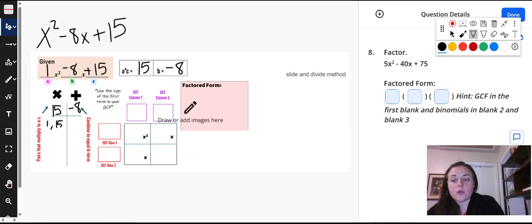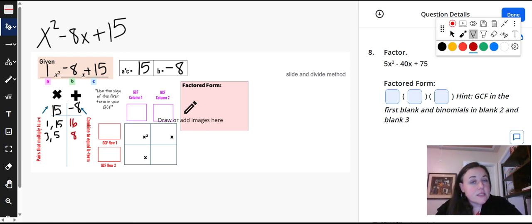You might have started with 1 and 15, 3 and 5, but none of those have a sum of negative 8. I did get positive 8, but I need negative 8. So let's think about that again. Is there something I can do with my table so that I get a product of 15, but a sum of negative 8? What do you have to do to the numbers? Make them both negative. Very good. So let's change them both to negative.